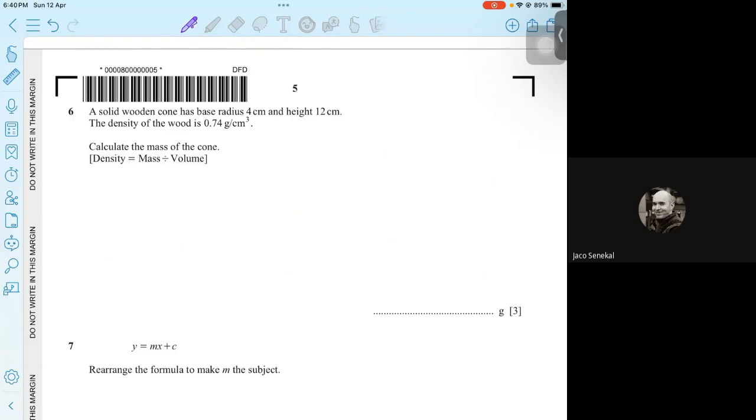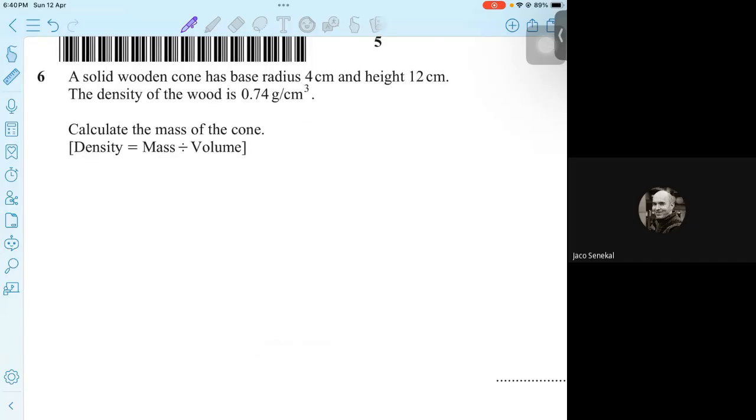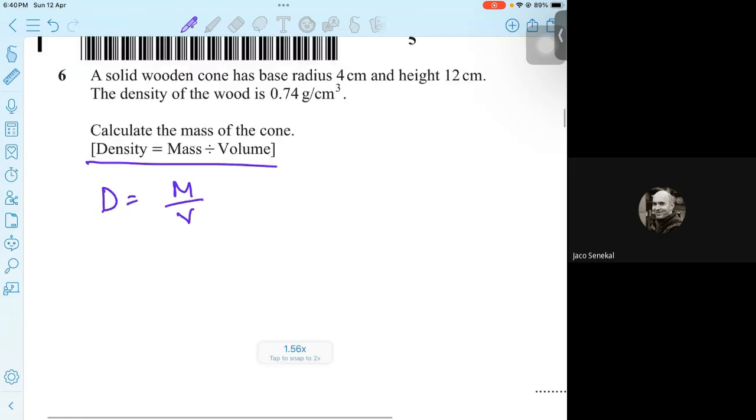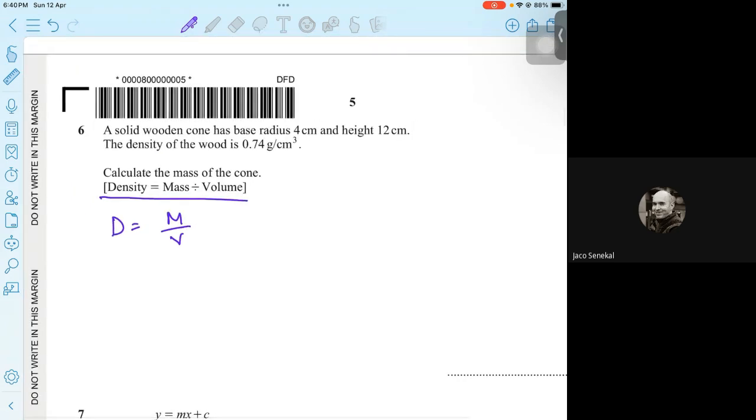The next question says, a solid wooden cone has base 4 and height 12. The density of the wood is given, and we need to calculate the mass of the cone. They've also given us a formula that says density D equals mass over volume. If you have physics, you should also know this formula from that.